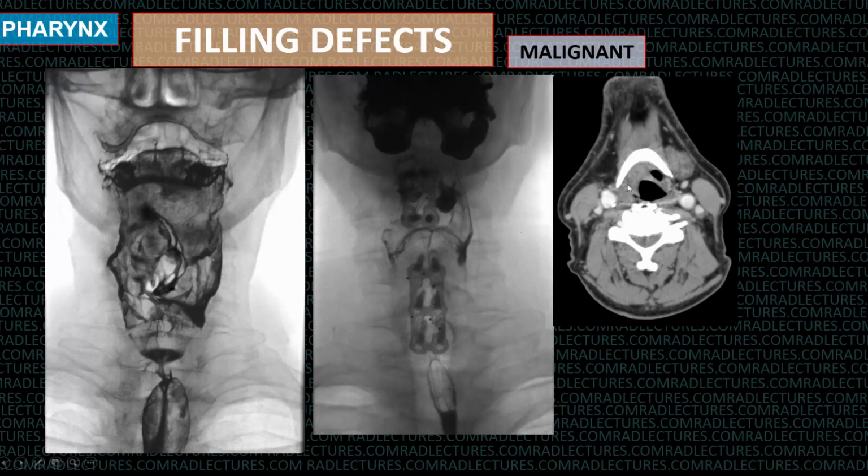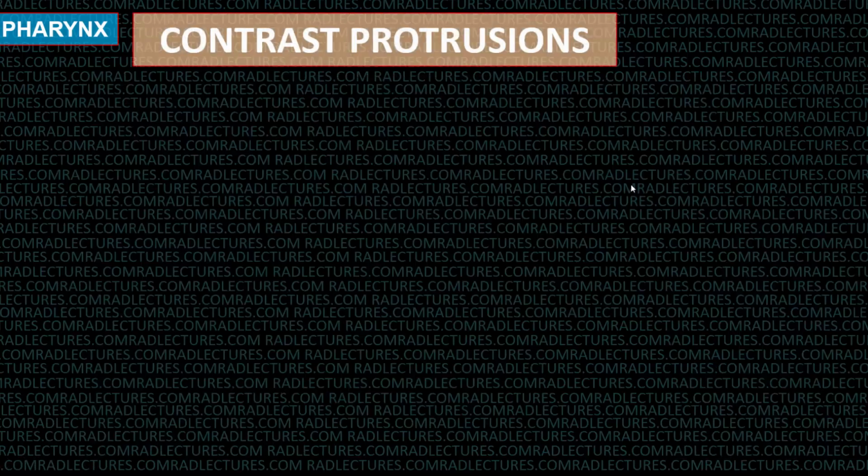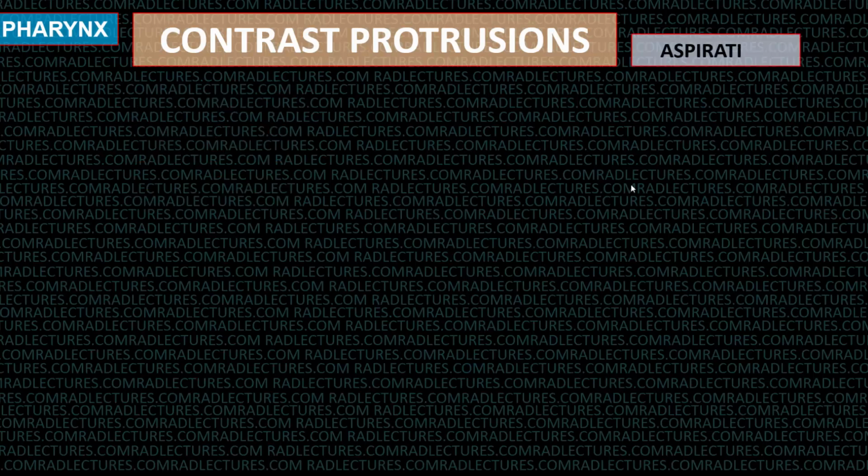and the piriform sinus. Same patient, the CT scan shows vallecula is nicely filled with air on the left side, but on the right side, it is filled with a mass. Now, contrast protrusions or depressed lesions, as we have seen in the past. So they can be due to aspiration, diverticula, or perforation. So let's go on to aspiration.